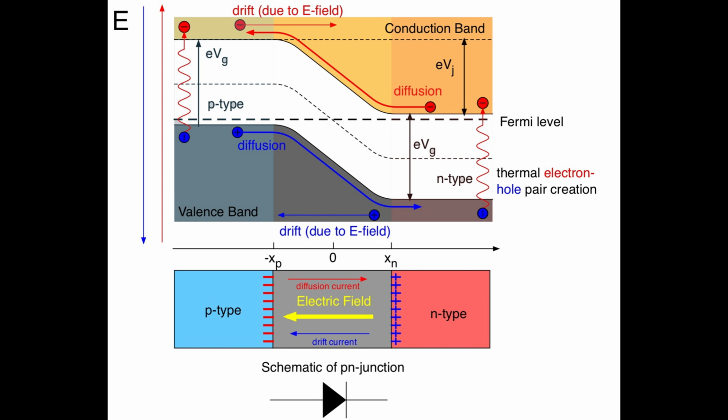The formation of the depletion region occurs when a p-type semiconductor, where holes are the majority carriers, is joined with an n-type semiconductor where electrons are the majority carrier. A p-n junction is formed. Initially, some electrons from the n-type region diffuse across the junction into the p-type region, and some holes from the p-type region diffuse into the n-type region.